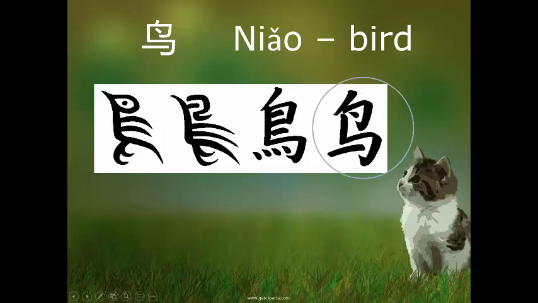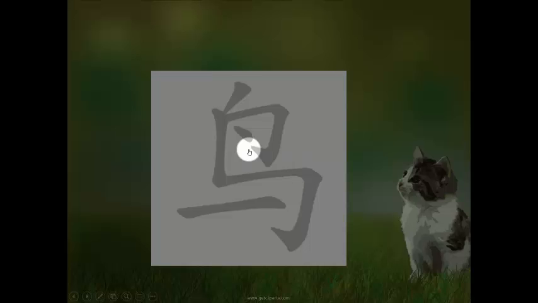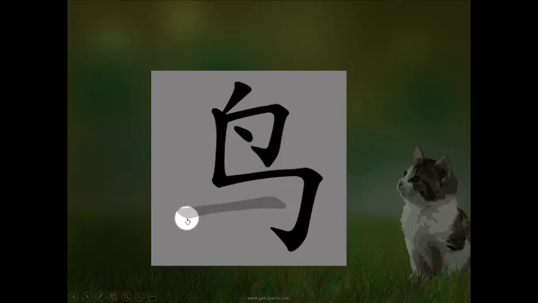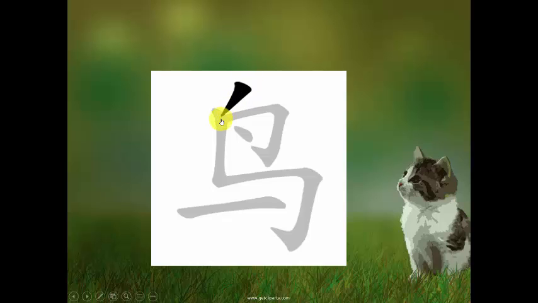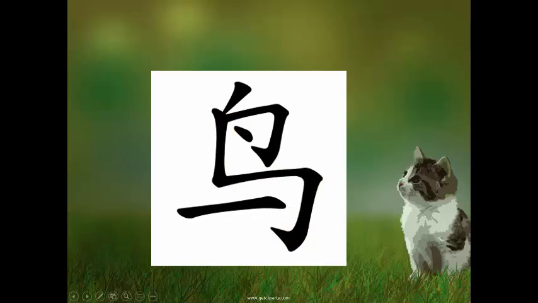The next radical is niao, bird. And you can see how historically it looked like a bird and over time has changed to look less like a bird. Although you can still think of it as a bird, where this is the top feather, and then the head, the eye of the bird, the body of the bird, and the nest. Again, you have the top feather, the head and the beak, the eye of the bird, and the body of the bird, and then its wing or its nest.